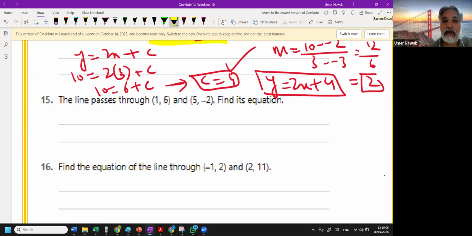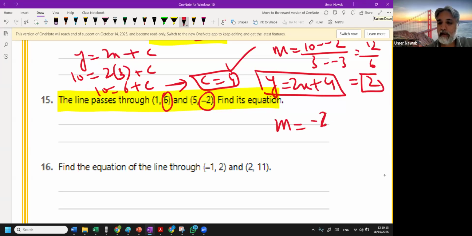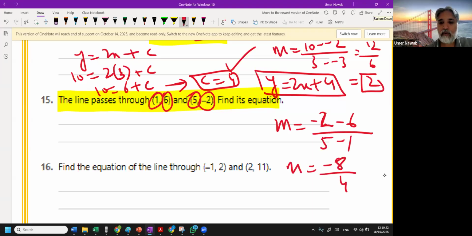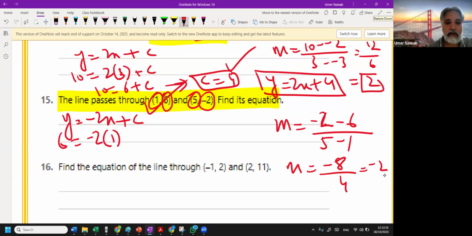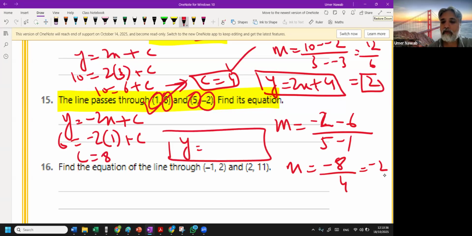Next, he said, can you find the equation of a line passing through these 2 points? Why not? I can find the gradient first. The gradient is negative 2, negative 6 over 5 minus 1. So m is equal to negative 8 over 4. That gives me negative 2. Half the job is done. Y is equal to negative 2x plus c. So may I substitute 1, 6? So 6 here and 1 here, and c will come to me 8. So the equation of a line is y is equal to negative 2x plus 8.